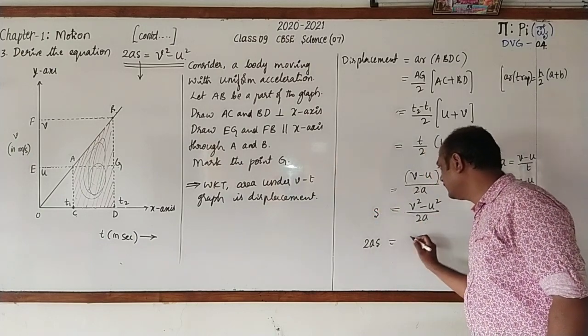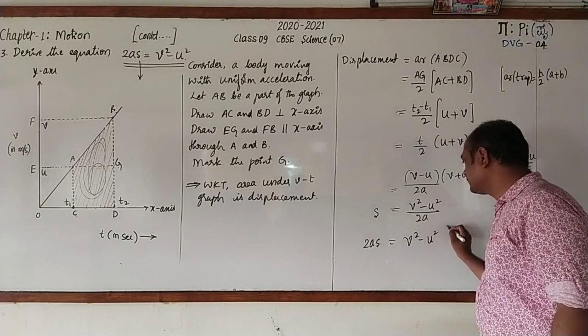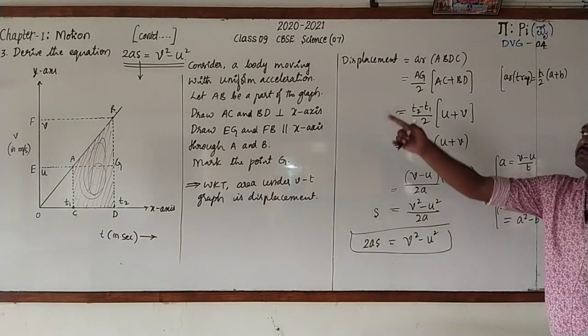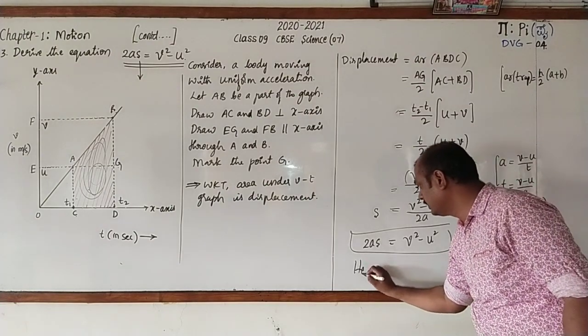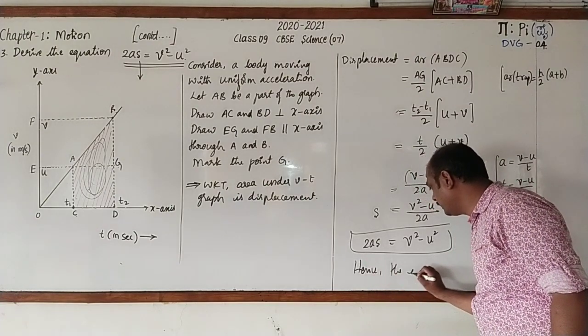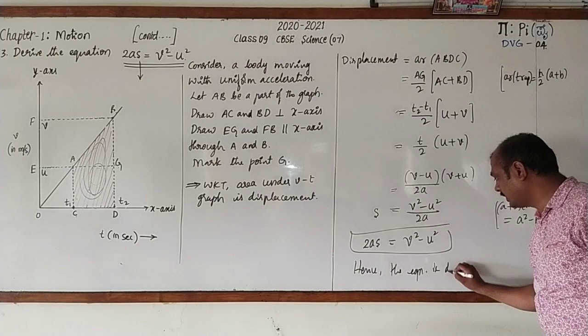2AS is equal to V square minus U square. Hence, the equation of motion is derived. Hence, the equation is derived.